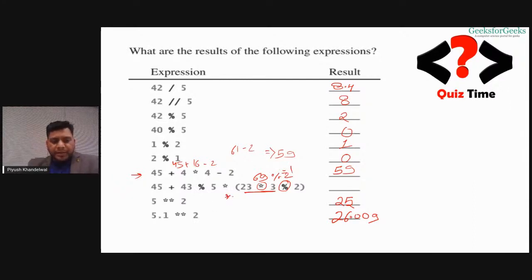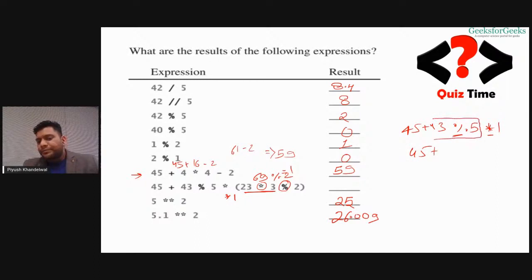So we have this multiplication by 1. So it becomes like this: 45 plus 43 mod 5 multiplied by 1. If I see, we have two operators with same precedence, right? Mod and multiplied. So mod will be performed first, because they have same precedence and this occurs on the left hand side. 43 mod 5 will give me 3. Then 3 into 1 is going to be 3. Then we have 45 plus 3, that is 48. This will be the answer of this expression.